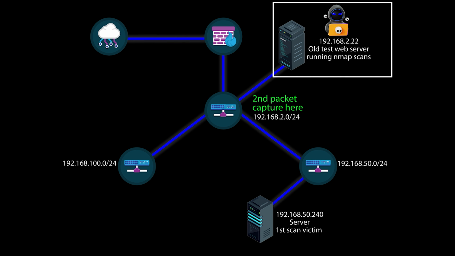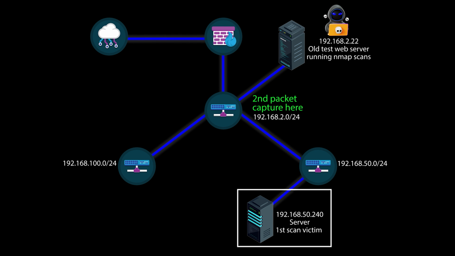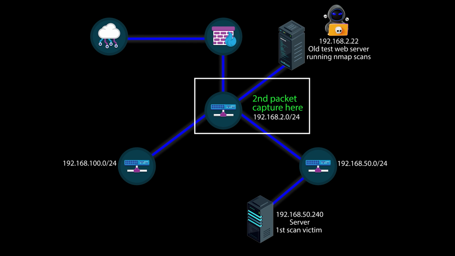Now that we know that the NMAP scan is coming from this server, let's hop on over to the .2 network and see what's really going on. We update our network map with the server running NMAP here and our first scan victim here. Next, we will take a capture on the .2 network here where the NMAP scanner is currently running.